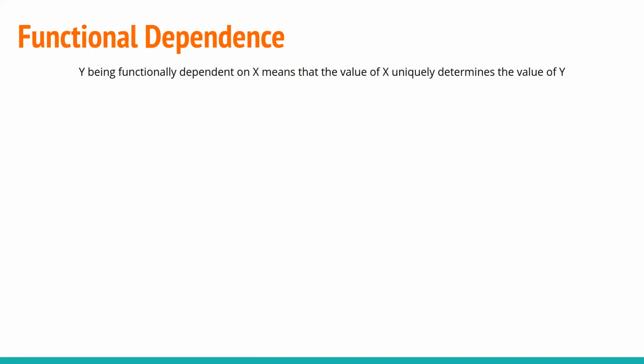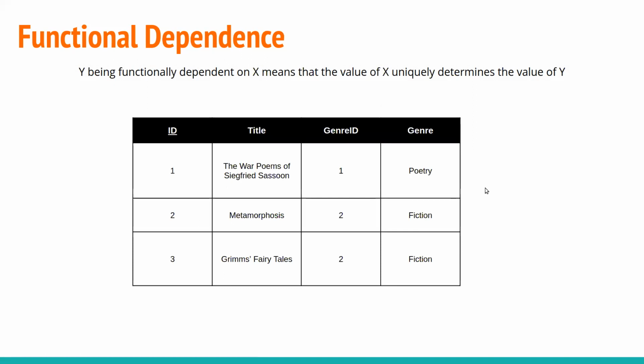Functional dependence. Y being functionally dependent on X means that the value of X uniquely determines the value of Y. So what does that mean? That's like a mathematical definition, but we can go through it here. If you know the value of X, then you know the value of Y. So if you know X, then you know Y, then Y is functionally dependent on X.